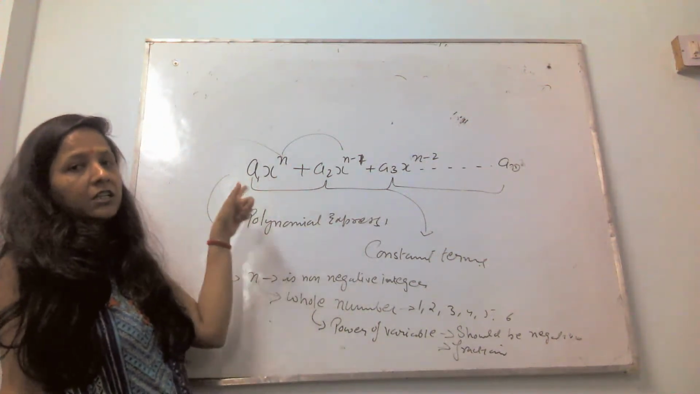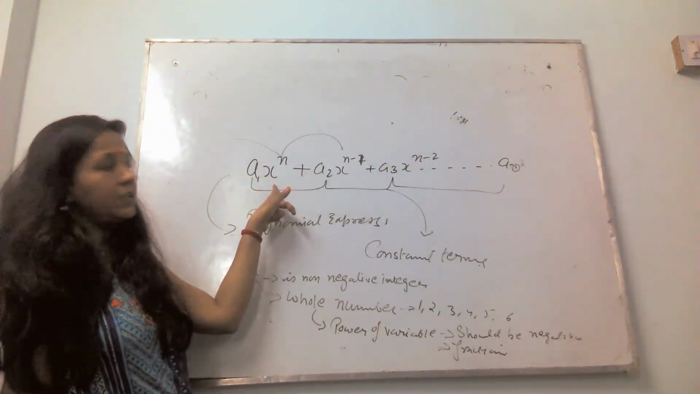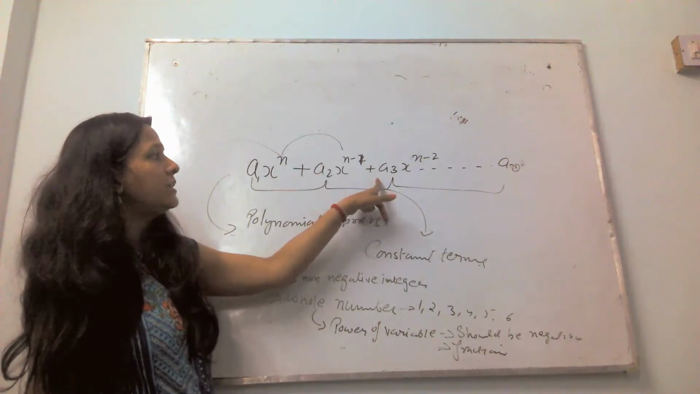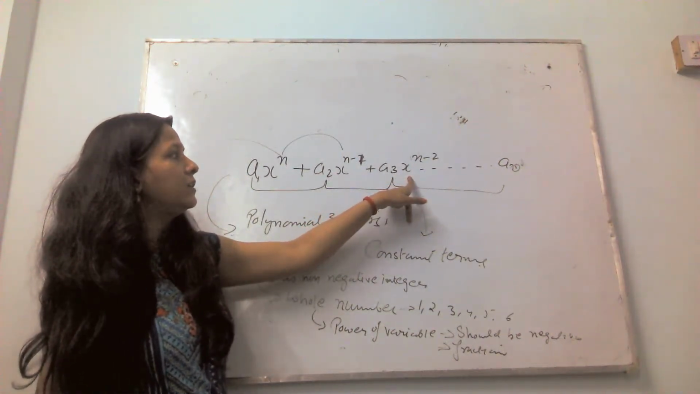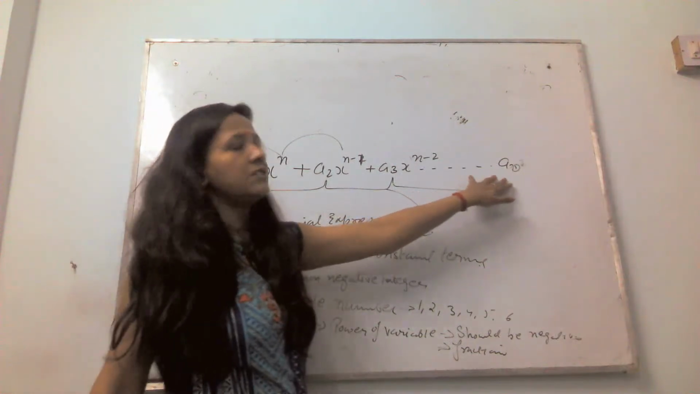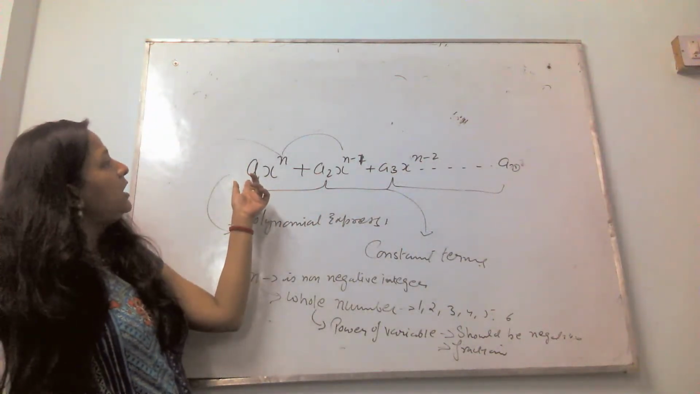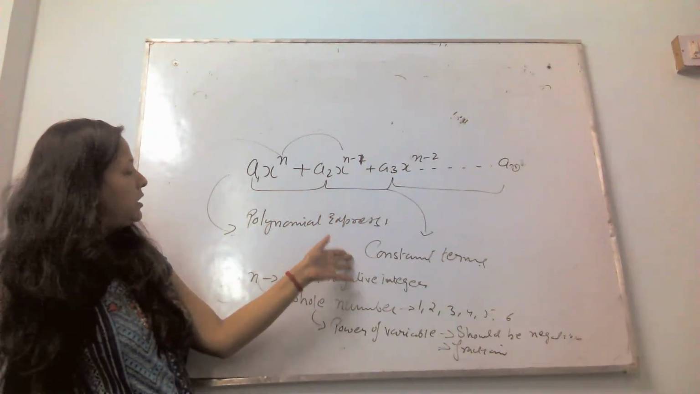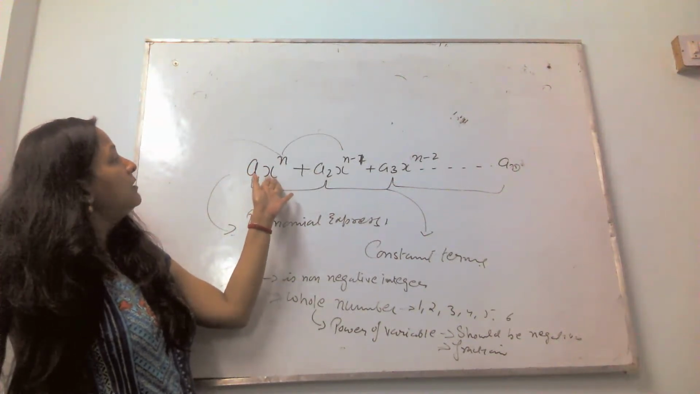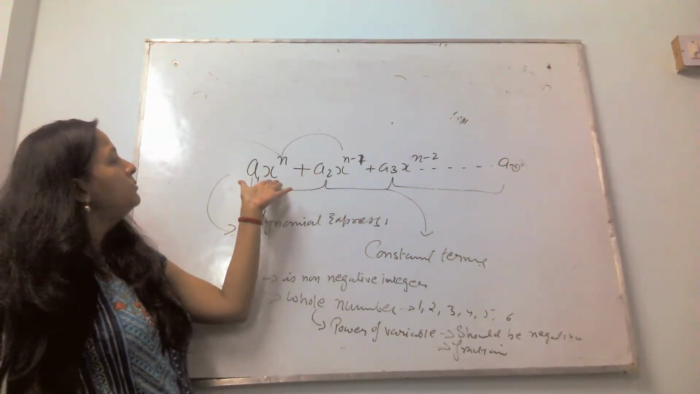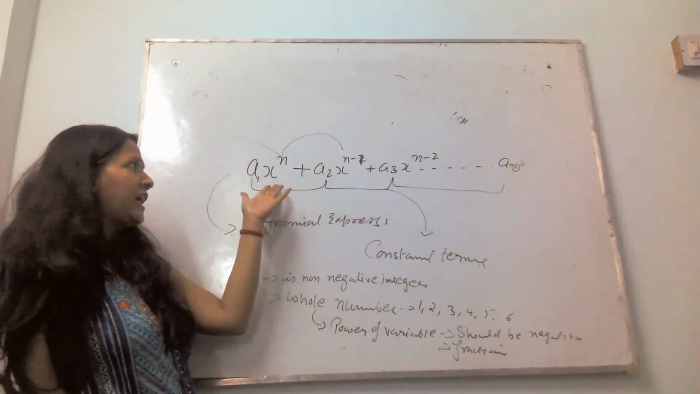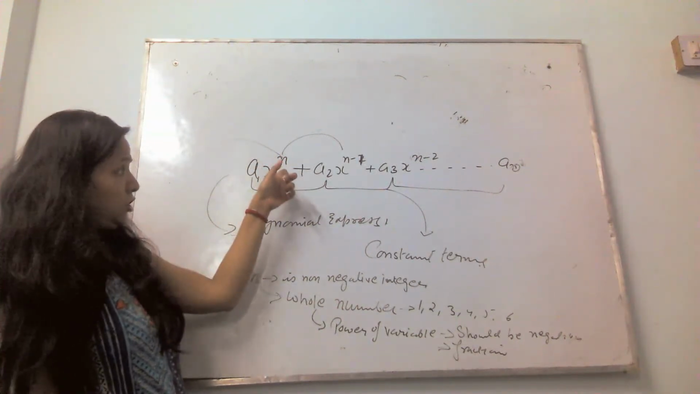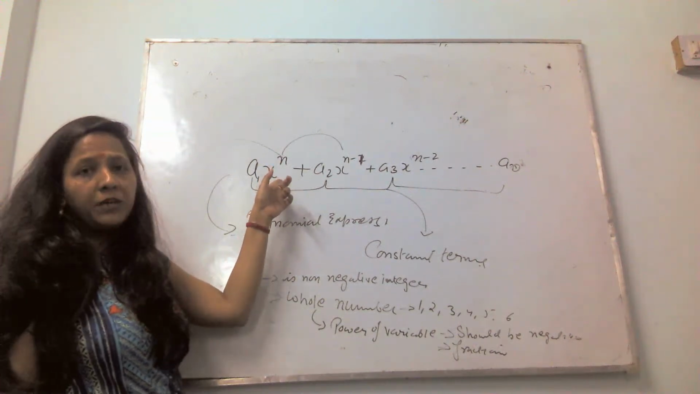What is a polynomial? An expression in the form of a1 x to the power n plus a2 x to the power n minus 1 plus a3 x to the power n minus 2 and so on up to a0, where a1, a2, a3 are called constant terms. Here x is the variable of the polynomial; it can be y, it can be z, anything. And n is a non-negative integer, that means it should be a whole number.